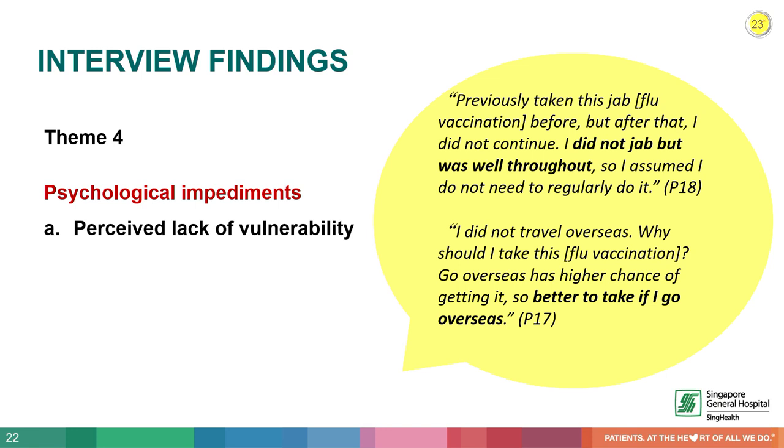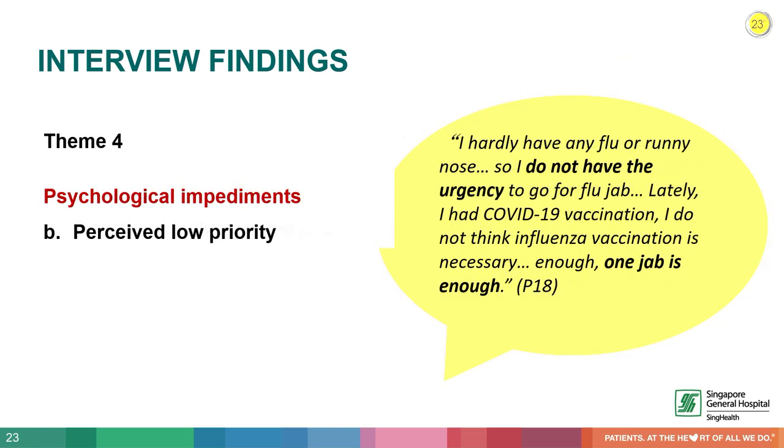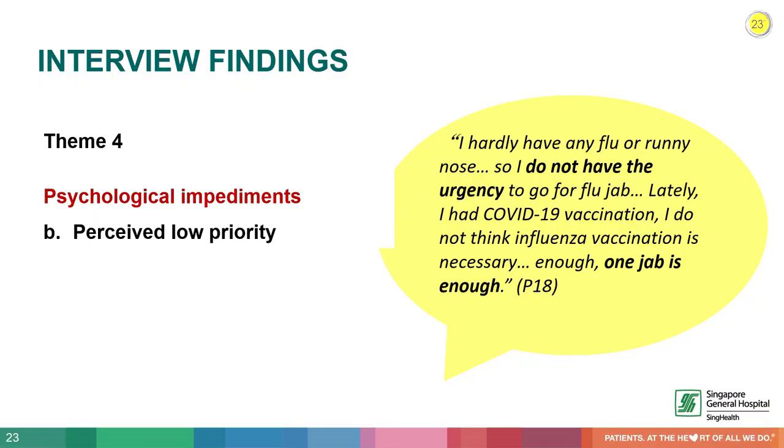They felt that they did not need the jab because they were well at the time, and that it's only important to receive the jab when they go overseas. The next theme is the perceived low priority. They felt there was no urgency to receive the influenza vaccination, especially when the government keeps promoting the COVID-19 vaccination while influenza was not widely advocated. And a lot of seniors had the issue.